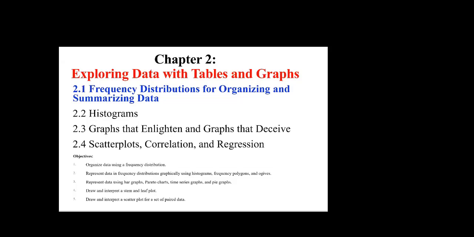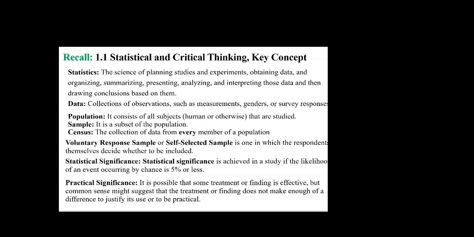stem and leaf plot. What we covered in previous topics, we discussed the meaning and definition of statistics, which is the science of planning, studies, and experiments, obtaining data. Then we looked at data, which is a collection of observations. Population, which simply means all subjects of interest. Sample, it is simply a portion of a population. Census, when the data comes from every member of a population. Voluntary response sample, one in which the respondents decide to answer or not.